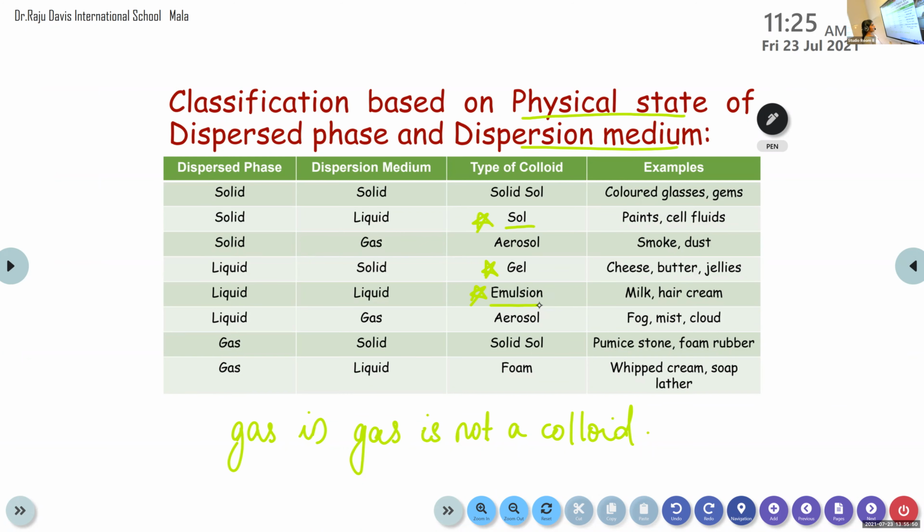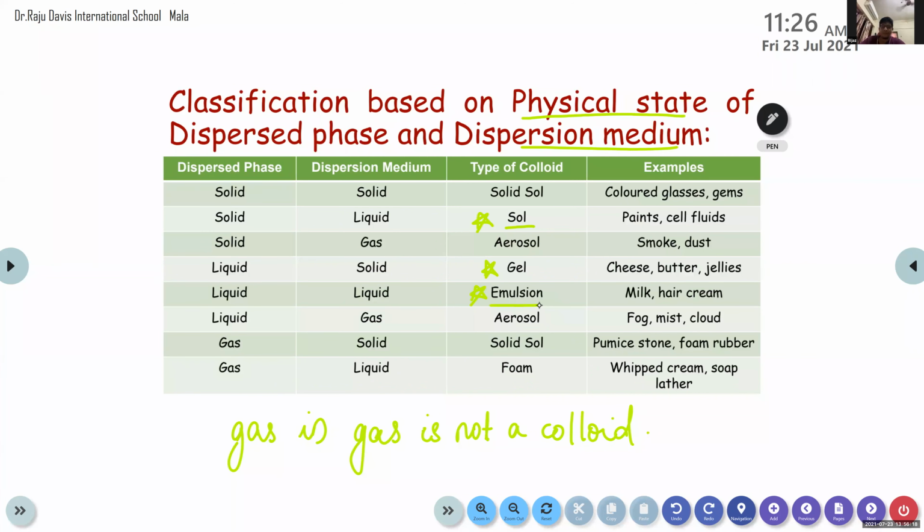Liquid and liquid, emulsion. Example, milk, hair cream. Liquid and gas, aerosol. Example, fog, mist, cloud. Gas in solid, solid foam. Example, rubber. Gas in liquid, foam. Example, whipped cream, soap lather. Gas in gas is not a colloid. Not a colloid.